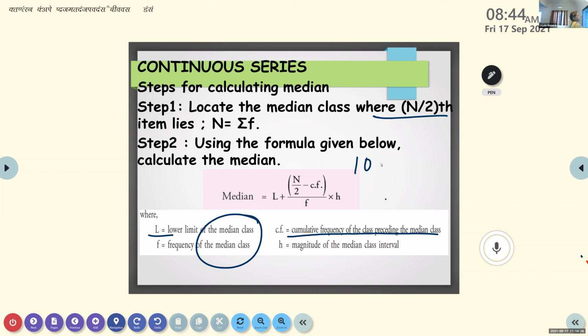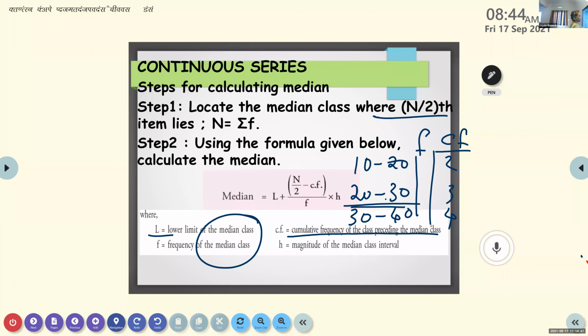Now, in this cumulative frequency, which number do you have to take? If, for example, this is the median class and the CF you got is 2, 3, 4. I'm talking about CF, not frequency. Okay, just understand. The median class is this one. That class's CF you should not take. You should take the previous, preceding one. This one you should take.